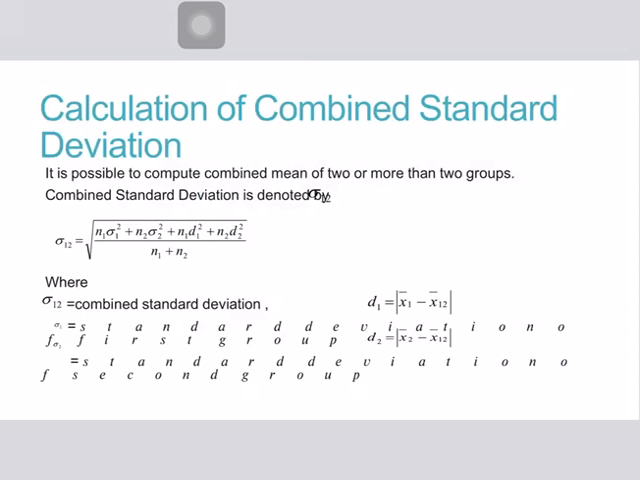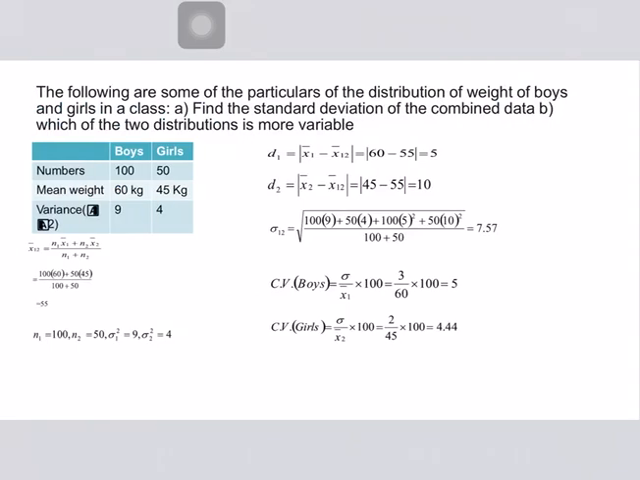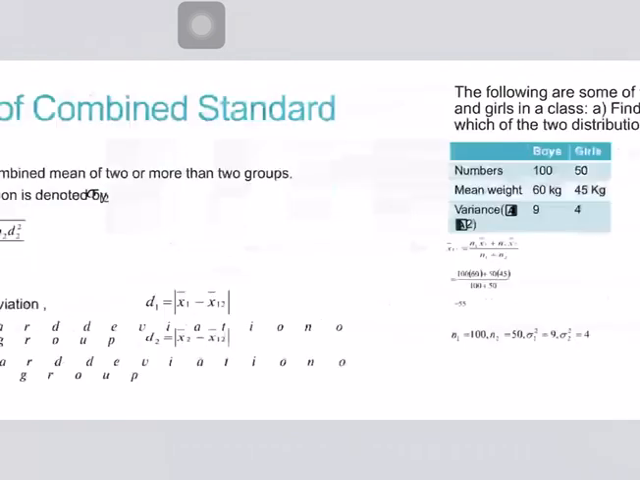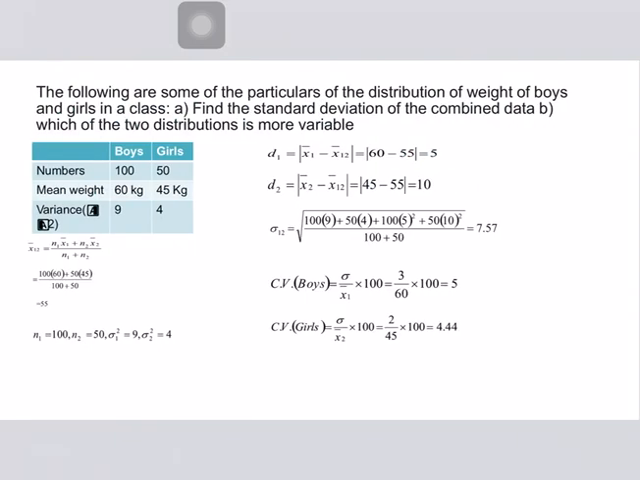Let's take an example of combined standard deviation. For that, size, mean and variance of both groups are already given. Now using the formula, we can find combined mean is 55 and combined standard deviation is 7.57, and coefficient of variation of the first group is 5 and coefficient of variation of the second group is 4.44.